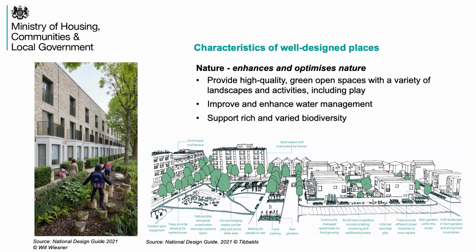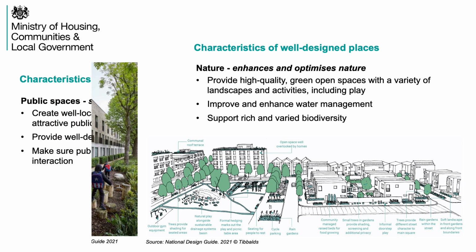The next characteristic is enhanced and optimized nature. Nature includes natural and designed landscapes, high-quality public open spaces, street trees and other trees, grass, planting and water. It's a much broader definition than just open spaces. And the key points here are providing high-quality green open space with a variety of landscape and activities, including play, and creating a green infrastructure system, improving and enhancing water management, including drainage and flood management, and supporting a rich and varied biodiversity to achieve net gains at neighbourhood, street and household level.